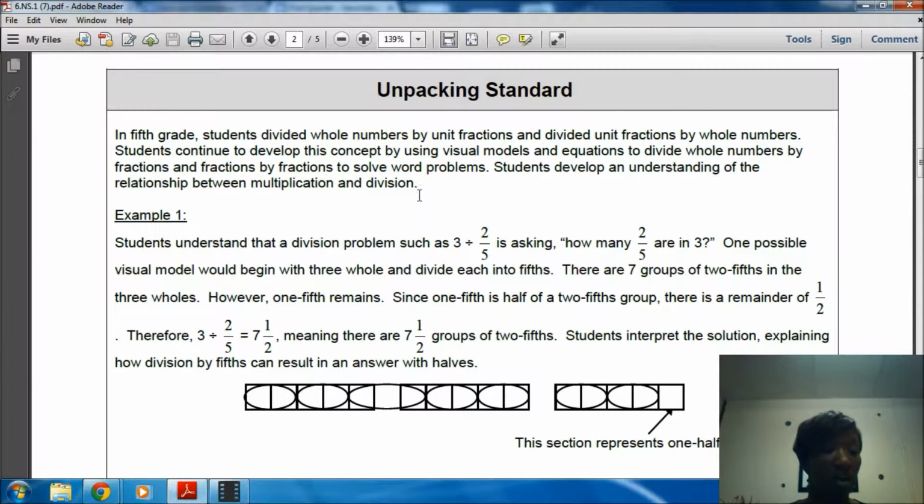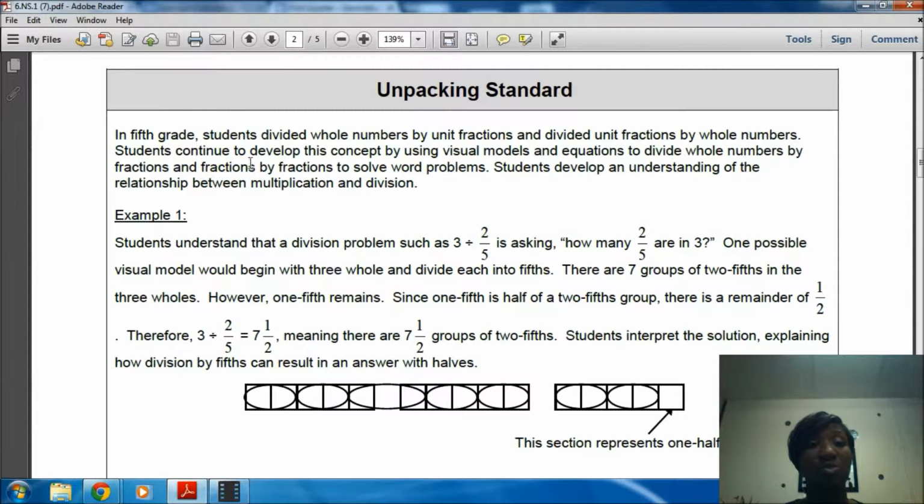And for a lot of these, especially for 6th grade, it kind of lets you know, hey, in 5th grade, students divided whole numbers by unit fractions and divided unit fractions by whole numbers. Now, you're going to take them a step further. Now you're going to have them find the quotients of fractions. And so you're aware of what it is they've already developed.